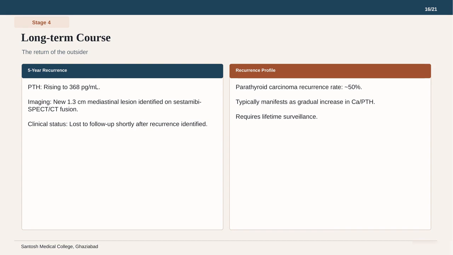On the right, the recurrence profile shows that parathyroid carcinoma has a recurrence rate of approximately 50%. It typically manifests as a gradual increase in calcium and parathyroid hormone levels, which is why lifetime surveillance is absolutely mandatory for these patients. This case serves as a sober reminder that even a successful initial surgery requires vigilant long term monitoring to catch potential issues early. Now that we have seen the full clinical arc, let's synthesize the diagnostic timeline to recap the key lessons learned.